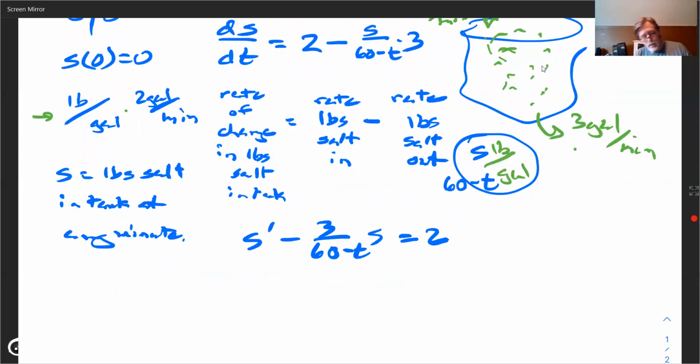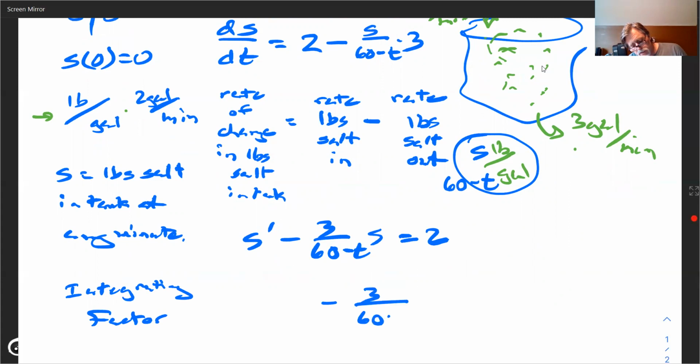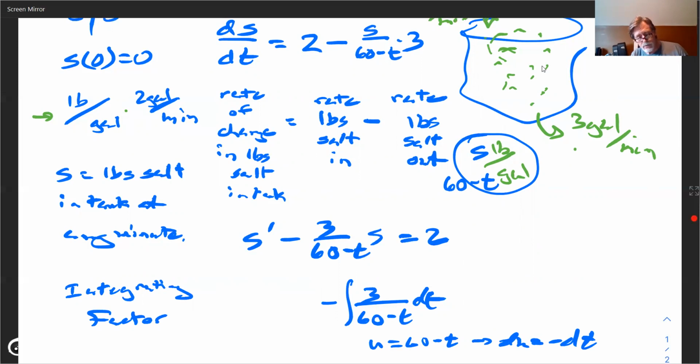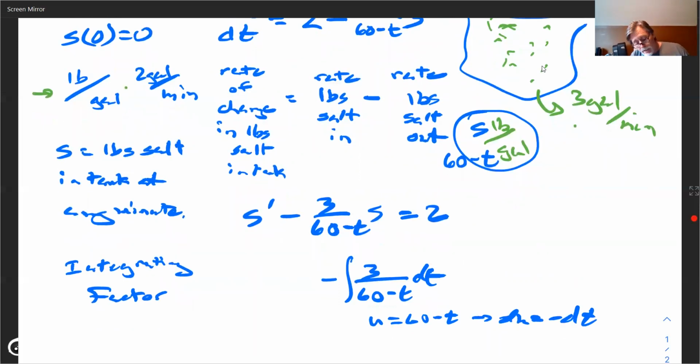Okay, so let's solve this thing. I'm going to do the integrating factor. What we do is take this, whatever it is, including the sign, so it's got a negative 3 over 60 minus t. We're going to integrate that. For that, we'll let u equal 60 minus t. You have to be really careful, because we end up with du equal to negative dt, so we have a negative floating around. All these steps are important, or else we get messed up. So we already have a negative, right? When we integrate this thing, did I do that?